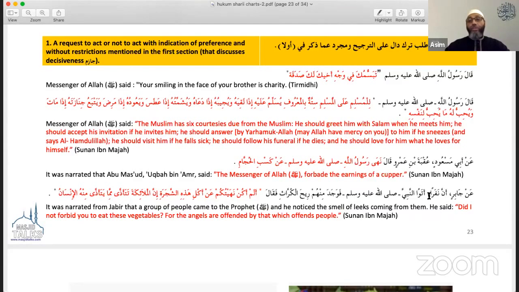And similarly, Rasulullah SAW also mentioned, in a hadith narrated from Jabir, that a group of people came to Rasulullah SAW and he noticed the smell of leeks, rih al-qurath. I looked into it to make sure what the qurath means. Qurath is something like green onions, and I'll show the picture inshallah. But there are other hadith that talk about a similar subject, that Rasulullah forbade us to eat garlic, for example, before you come to the masjid.